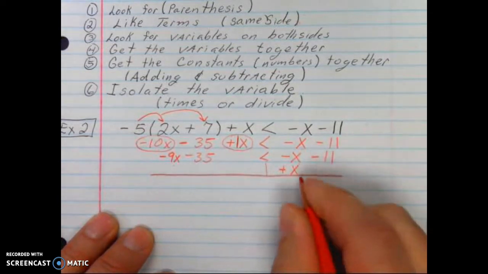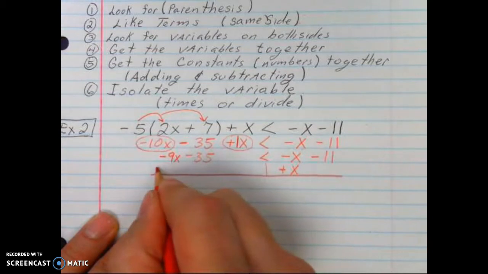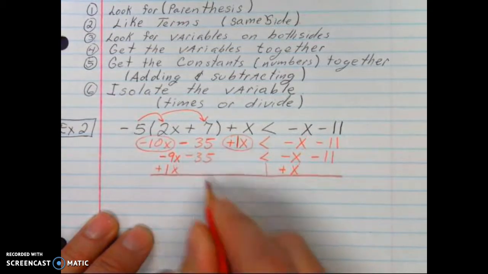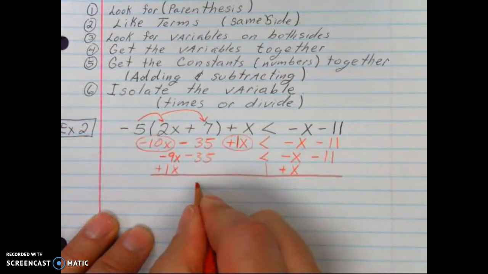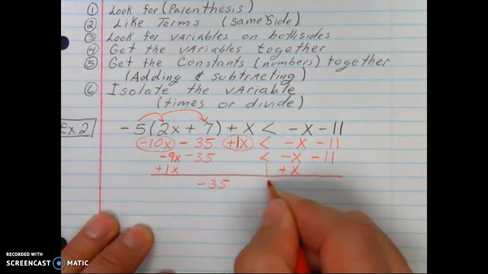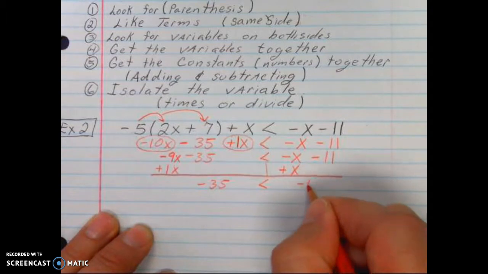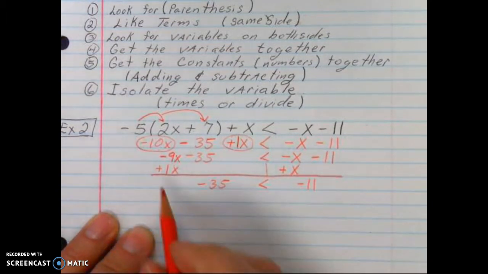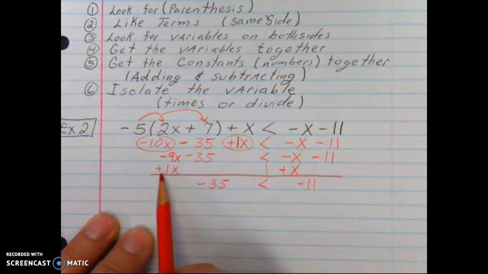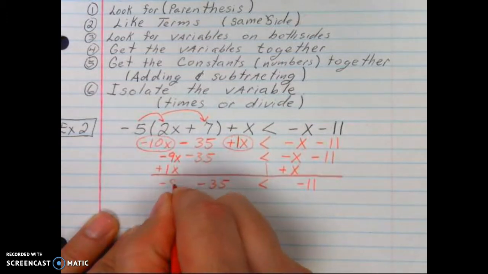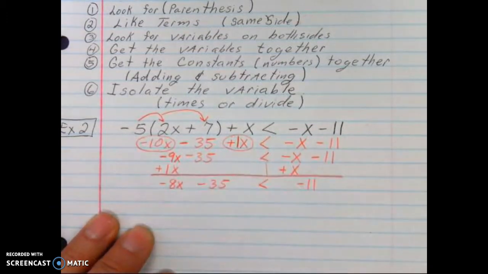And again, you can put a 1 in front of it. I'll do that over here. Plus 1x. It's the same thing. Drop down the negative 35. Drop down my inequality sign. Don't forget to drop down that negative 11 with its negative sign. And if you type in negative 9 plus 1, you should get a negative x. Right? At this point, it should be really easy for you guys.